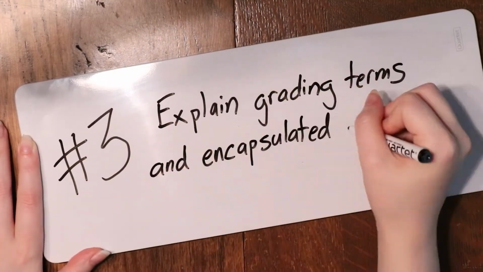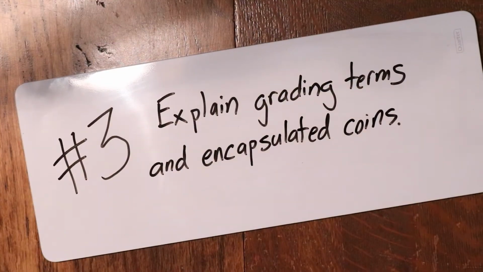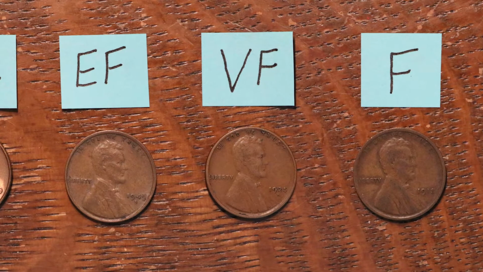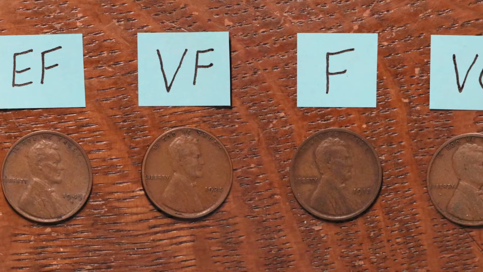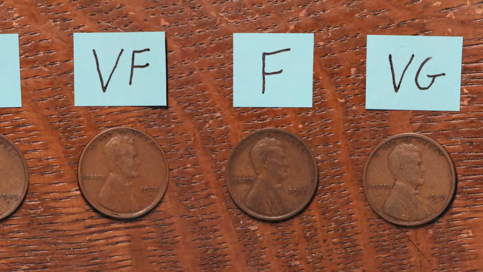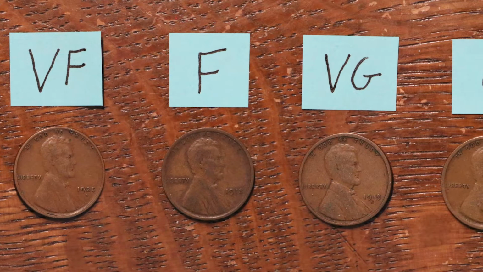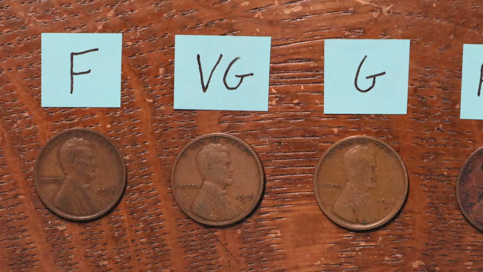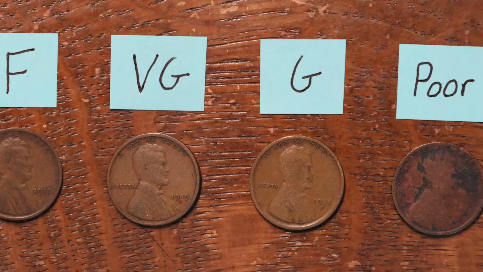Requirement 3. Explain grading terms and encapsulated coins. The grade refers to the condition of a coin. How worn is it? How much detail can you see? It can be measured in words or numbers on a scale from 1 to 70. The terms range from poor to uncirculated, but don't let them fool you. A good coin is actually very, very worn.